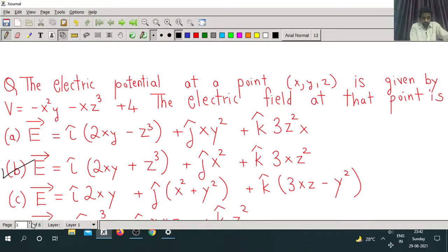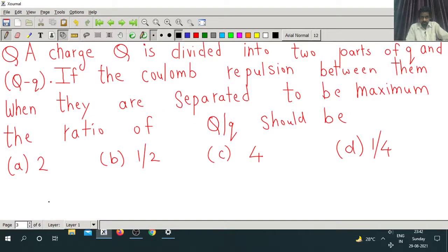And now let us go to the next question. A charge capital Q is divided into two parts of small q and capital Q minus small q. If the Coulomb repulsion between them when they are separated is to be maximum, the ratio of Q upon small q should be. So here it is given that Q is divided into two parts, small q and Q minus q. Now we want the Coulomb repulsion to be maximum, the ratio of capital Q by small q should be.